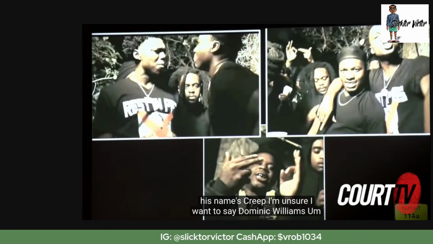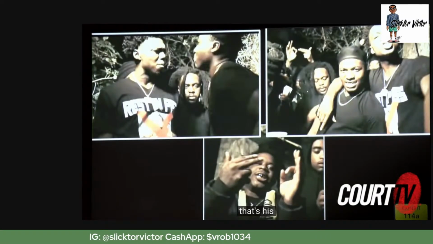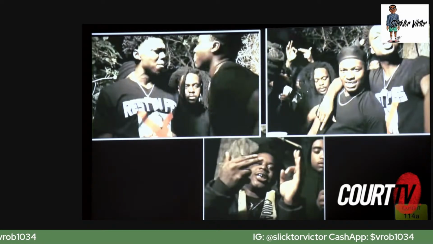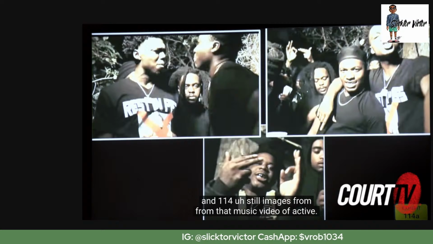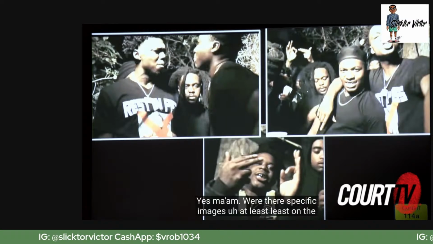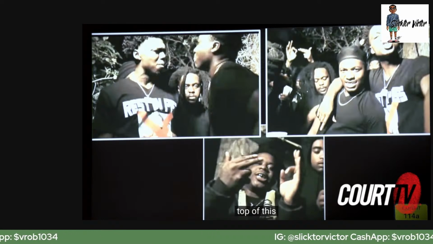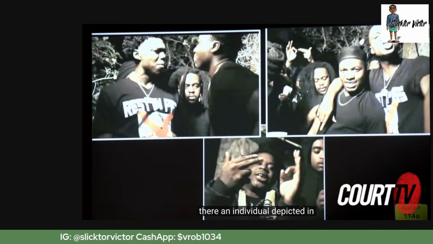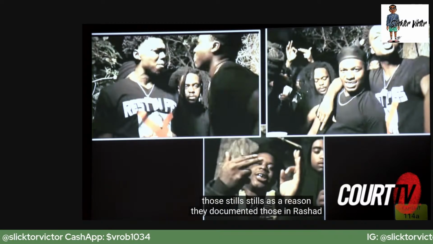Are these three images in 114 still images from that music video of Active? Yes, ma'am. Were there specific images, at least on the top of this particular screen, which you documented? Yes, ma'am. And was there an individual depicted in those stills as a reason that you documented those in Rashad Murphy's report? Yes, ma'am. If you could just describe the individual that you documented. It's a gentleman in the middle with the braids.